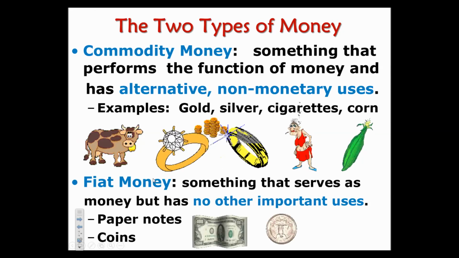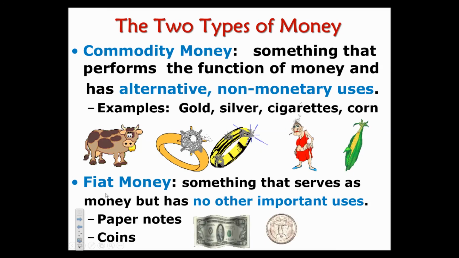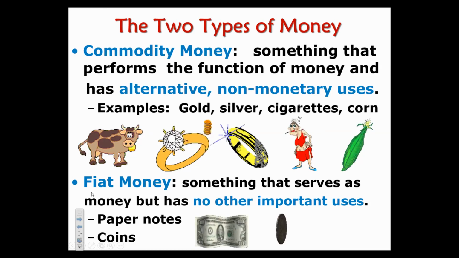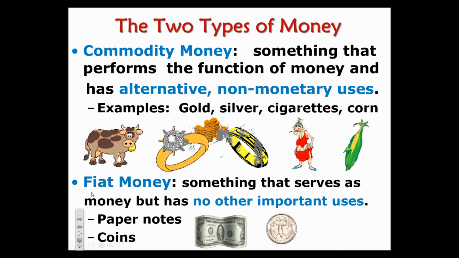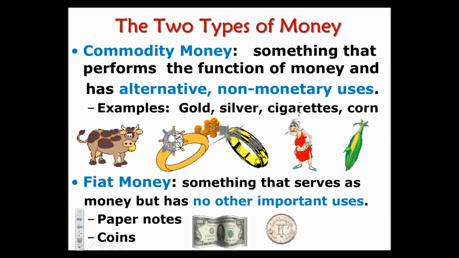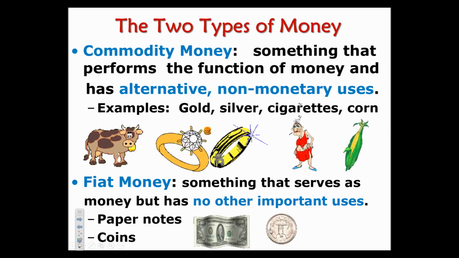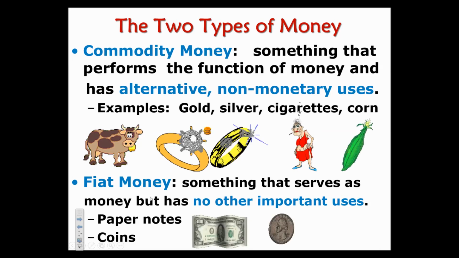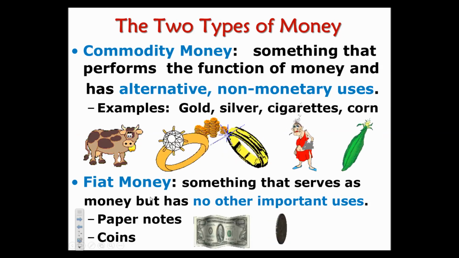The other one's called fiat money. The word fiat simply means by decree. Therefore, fiat money is money because an authority says it is money. So in our economy, this $100 bill, that quarter, those are fiat money because the main reason they have value is because the government says that is our money. And of course, society accepts it, therefore it does have value. So fiat money is money that has no other use except as money. Commodity money means that it has another use.